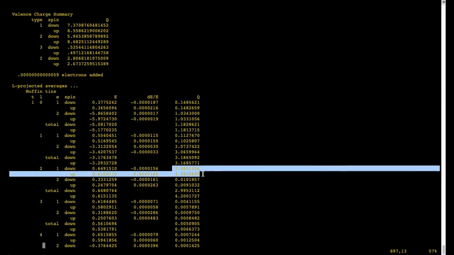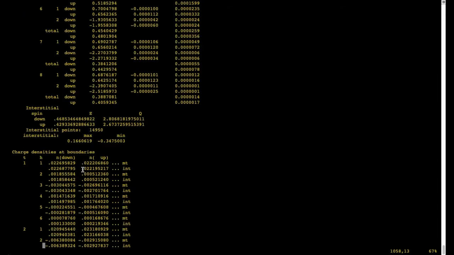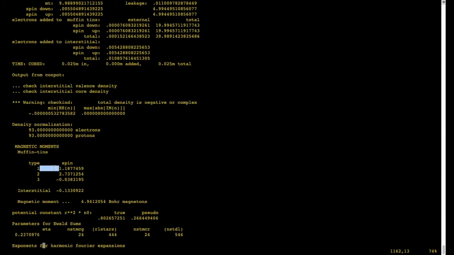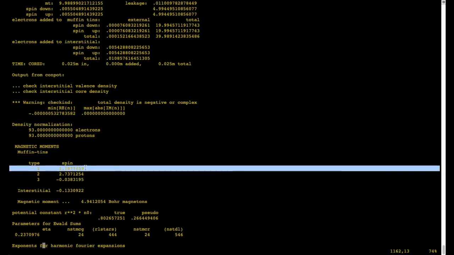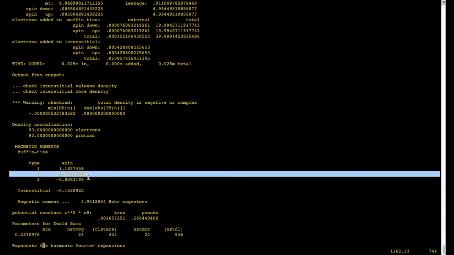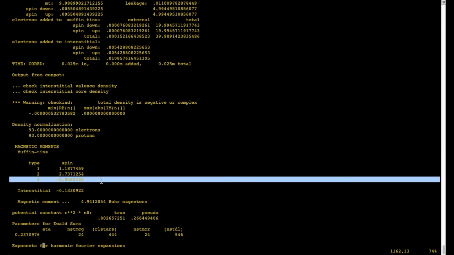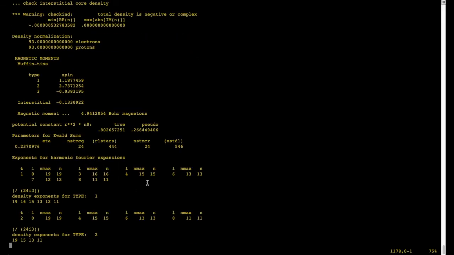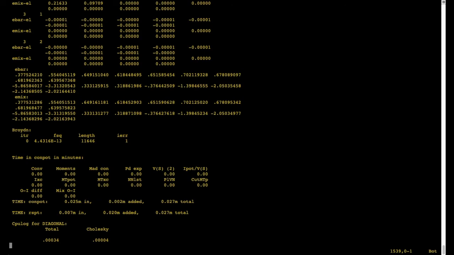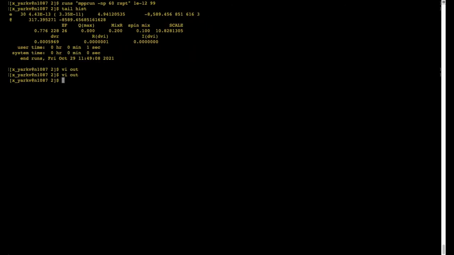For the D states we have some magnetic moment. At the boundary the correspondence looks good. And these are the magnetic moments: 1.2 Bohr magneton on cobalt, 2.73 on iron, and a small induced moment on aluminum, with a total of 4.94 Bohr magneton. It looks like the calculation is indeed converged. So that's it for today, and enjoy RSPt.